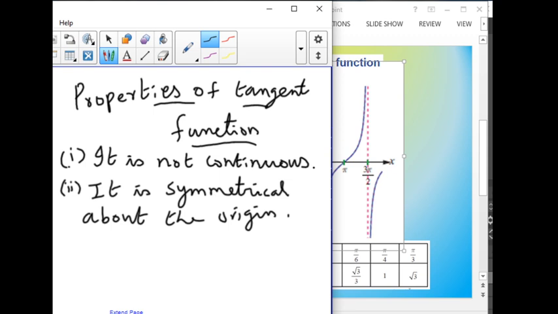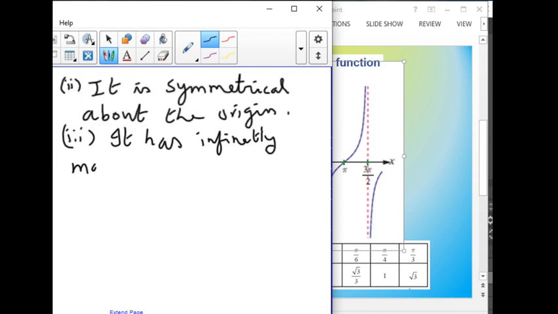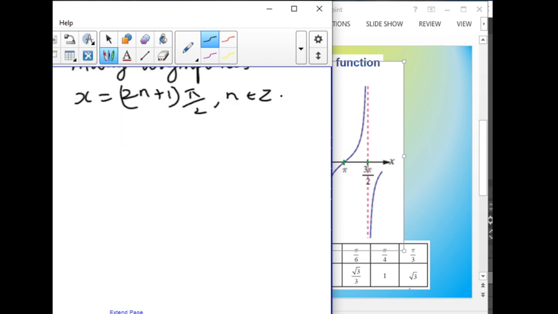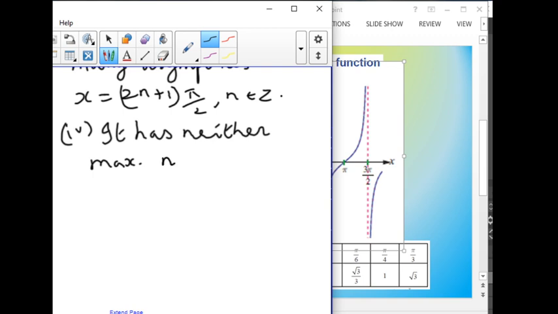Then the third one, we have vertical asymptotes. It has infinitely many asymptotes at x is equal to 2n plus 1 into pi by 2, where n belongs to Z. Then this tangent function has neither maximum nor minimum. What about sine and cos?